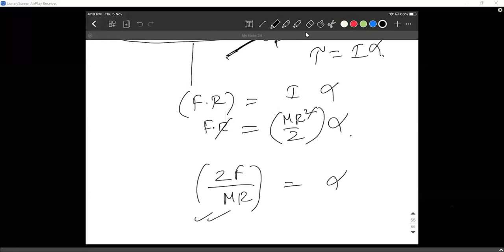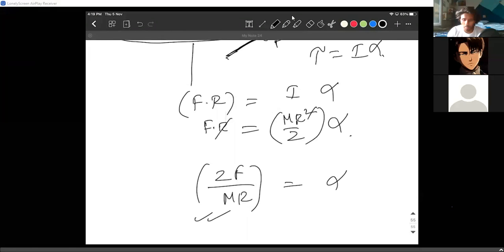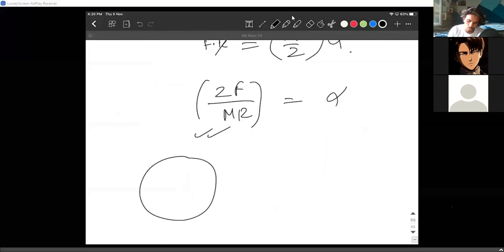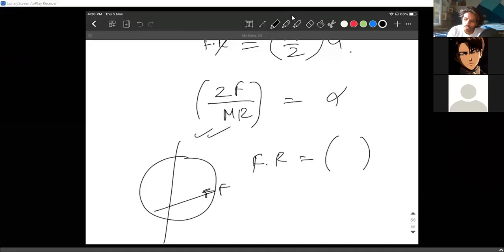2f by mr. A lot of people send me the answer. That's a good thing. 2f by mr is the angular acceleration that you just created. That's all. I can change the body, like I can change it to a sphere and somebody puts a force on it. How much is the angular acceleration? F into r equals I alpha, you simply put in the values and find the value. That's all. So you will get to see a lot of problems like this, like basic friction.